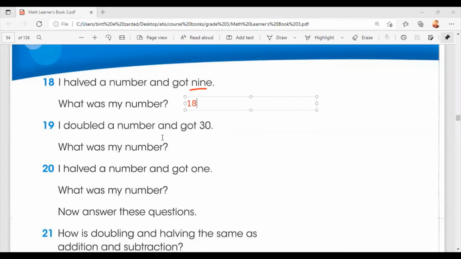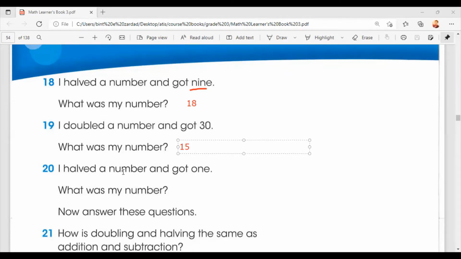I double a number and got 30. So it's double, making it half. What was my number? So half of 30: 10 plus 10, 20; 11, 11, 22; 12, 12, 24; 13, 13, 26; 15, 15, 30. So 15. We are making the half of 30.